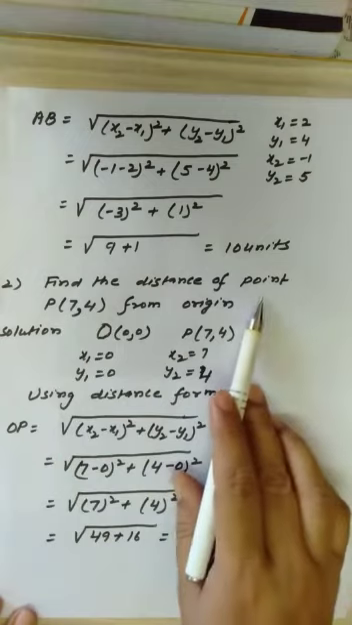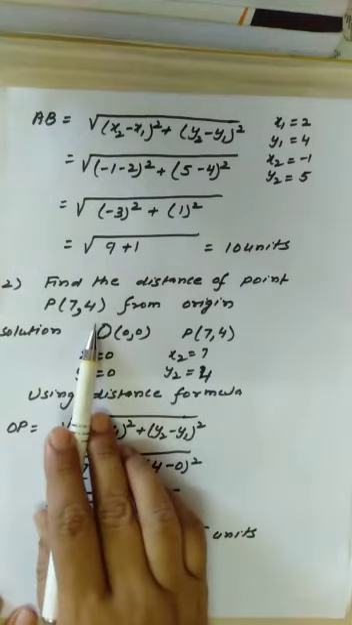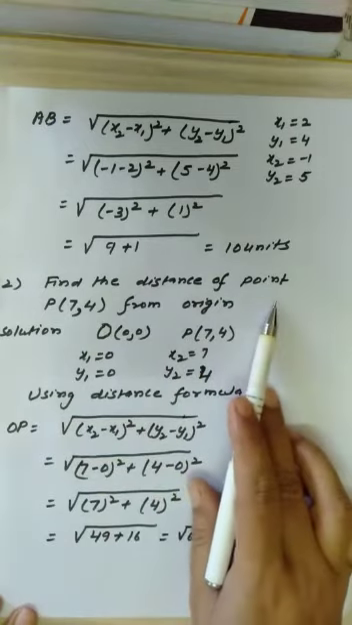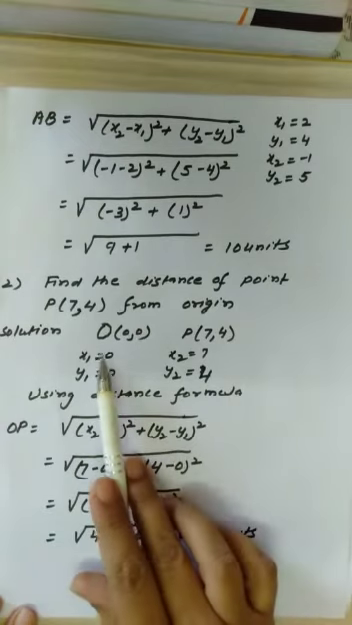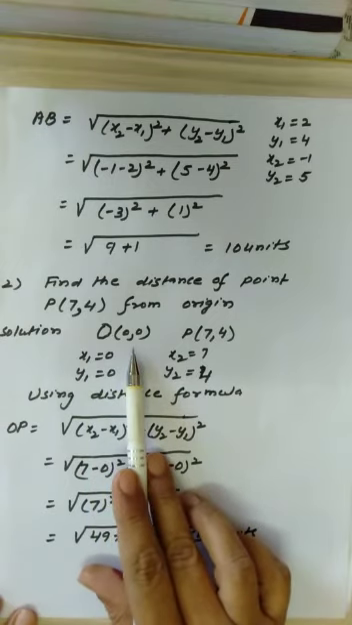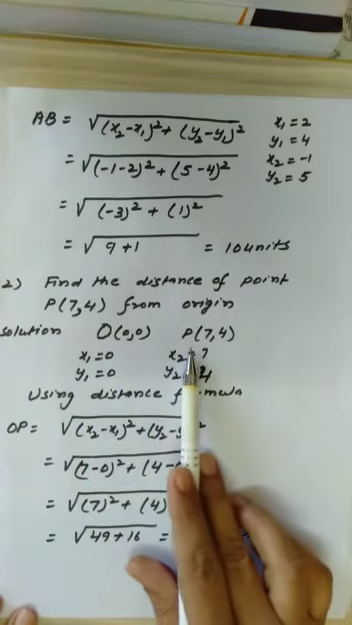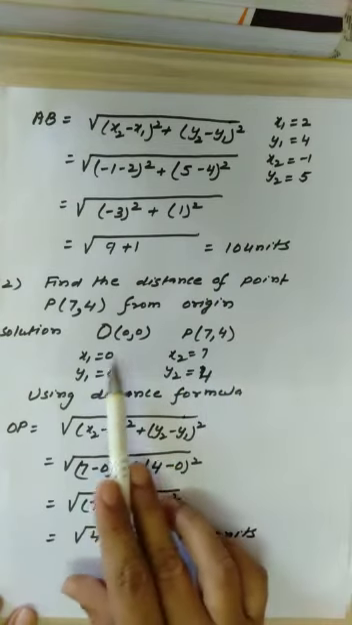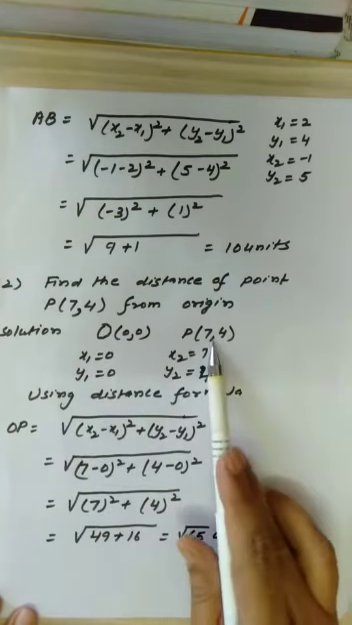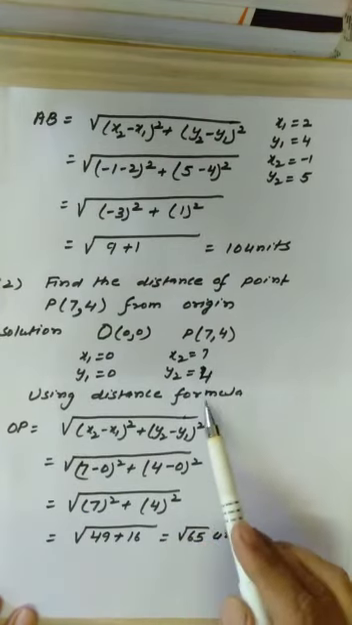Find the distance of the point P (7, 4) from the origin. So we know that the origin is represented with the letter O and its coordinates are 0, 0. What are the coordinates of point P? We are given 7, 4. So what is x1? It is 0. What is y1? It is also 0. x2 is 7 and y2 is 4.